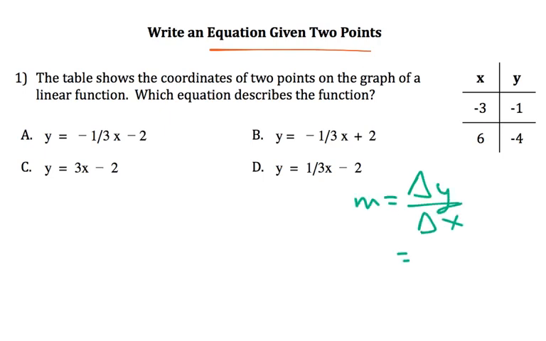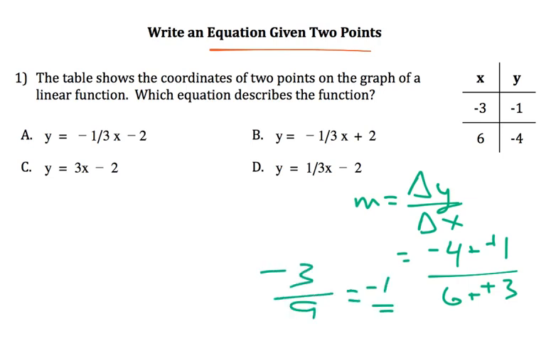And if I look at this problem, I can just deal with -4 minus -1 over 6 minus -3. And then -4 plus 1 gives me -3 over 9, which gives me -1/3. So I could figure out what the slope is. And by figuring out the slope, I know that this is not an option, and this is not an option because it's positive.